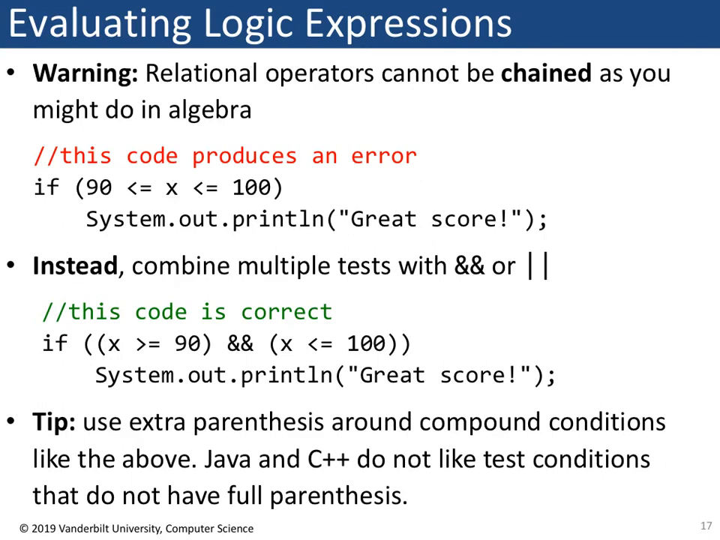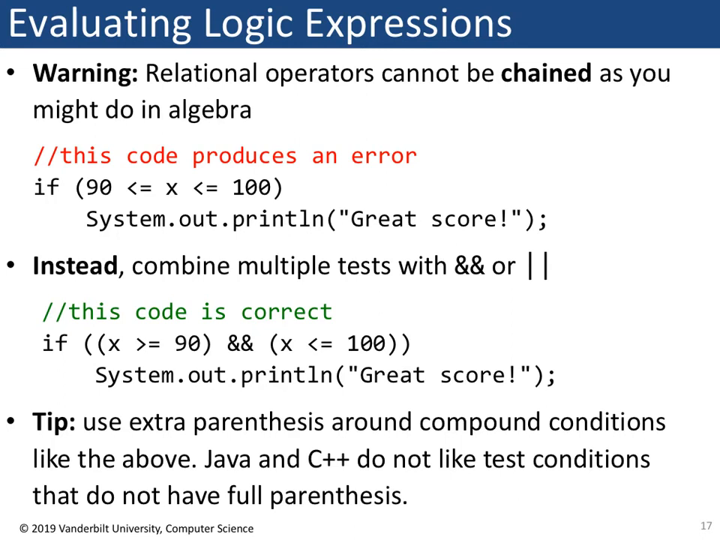So in the following if statement, we have one expression for x greater than or equal to 90, which will evaluate to a Boolean value of true or false. And then we have a second Boolean expression, which will test to see if x is less than or equal to 100. And then we combine the result of these two Boolean expressions into a single Boolean expression using the logical AND operator. So if x is both greater than or equal to 90, and x is less than or equal to 100, then the system will print out great score.